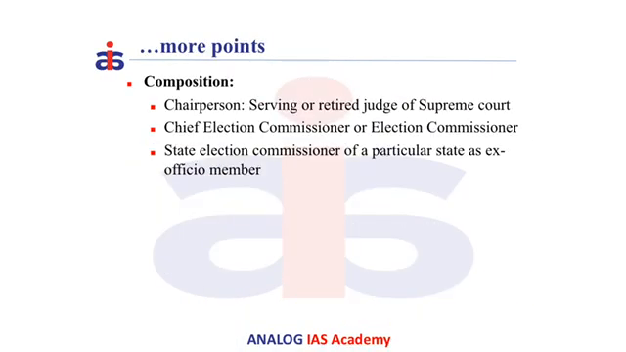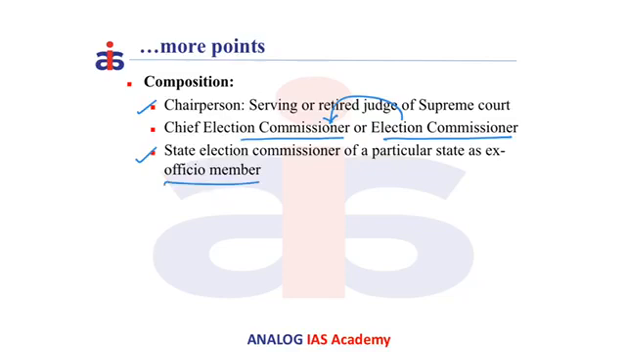Now let us look into the composition of the Delimitation Commission. It comprises a chairman and 2 other members who are ex officio members. The chairperson should be a retired or a serving judge of the Supreme Court, while the second member is the Chief Election Commissioner of India or the Election Commissioner nominated by the Chief Election Commissioner. The third person is the State Election Commissioner of the particular state. He joins in the capacity of an ex officio member.